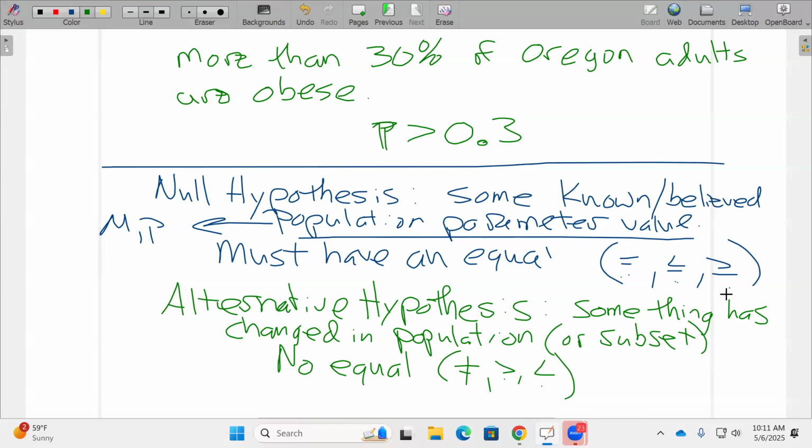According to STAT243, for simplicity, they almost always use equals for the null hypothesis. And the alternative could be any of the others.